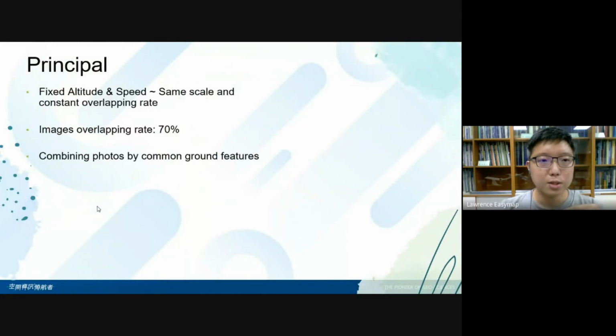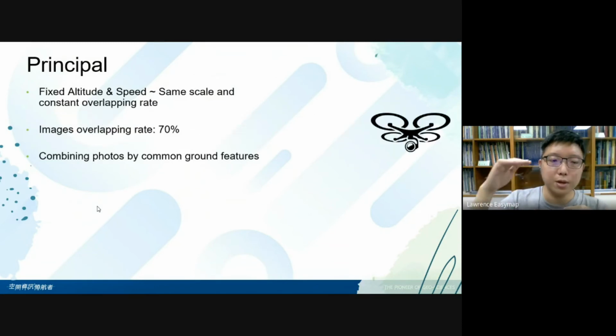Okay, so what is the principle behind it? Here is a UAV. It flies at a fixed, unchanged altitude and speed. It takes a picture one after the other, and the other, and the other. So it will give you the same scale. The scale of picture 1, picture 2 and picture 3 are all the same, and also the overlapping rate.